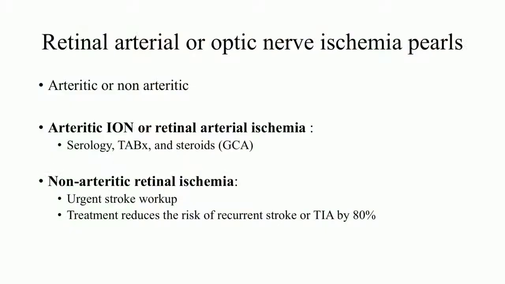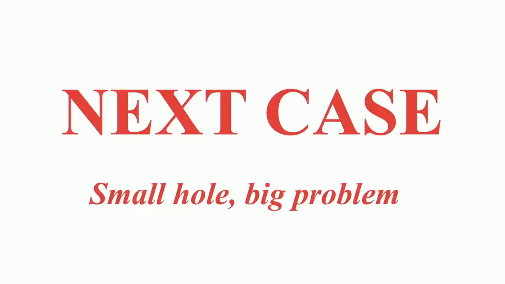So whenever you have ischemia of any sort, ask yourself, is it arteritic or non-arteritic? If it's arteritic, ischemic, or retinal, then do the serology, biopsy, and steroids. And if it's non-arteritic retinal ischemia, do the stroke workup, because you have a role in reducing the risk of a recurrent TIA or a stroke by 80% should they optimize their risk factors.